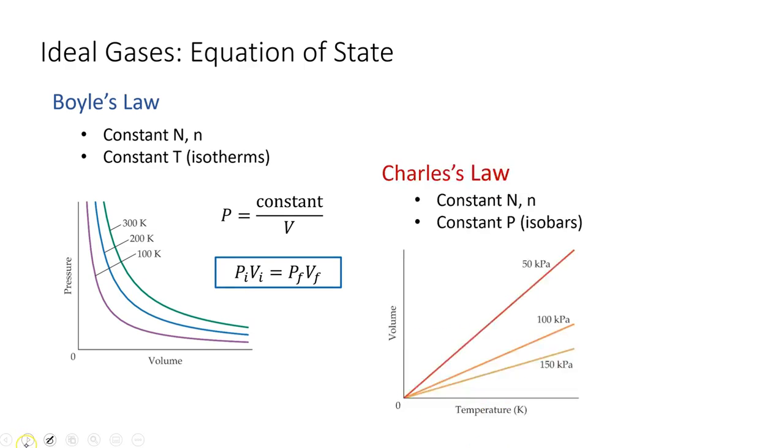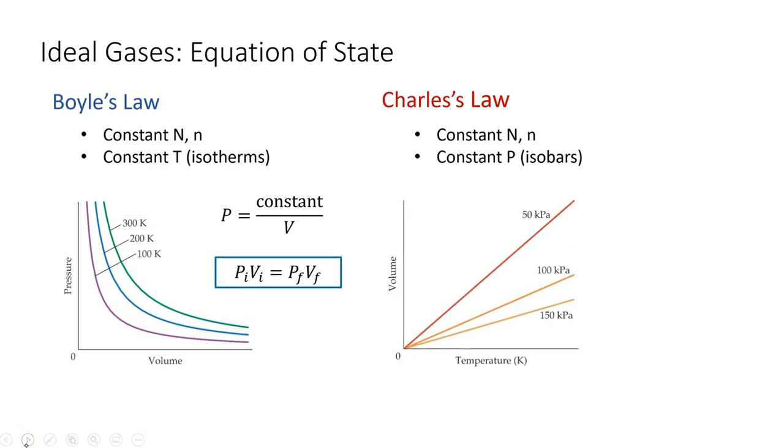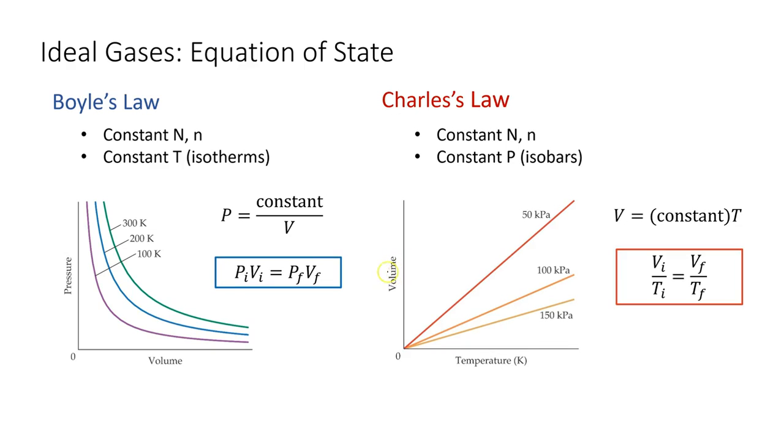All right, then there was another law called Charles' law, and Charles' law tells us that if you have a constant number of particles, or in other words, a constant number of moles in your system, and you also have a system at constant pressure, then it turns out that the volume and the temperature are directly proportional to each other. And so what that means is that volume is equal to some constant multiplied by the temperature. Down below, I have some plots of volume versus temperature for constant number of particles and constant pressure. These plots are referred to as isobars.